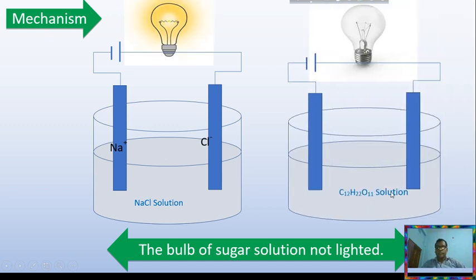On the other hand, sugar is a covalent compound. It has no positive or negative charge. That's why this solution is unable to conduct electricity. I think you have understood the mechanism of how the sodium chloride solution produces electricity and sugar solution does not produce electricity.